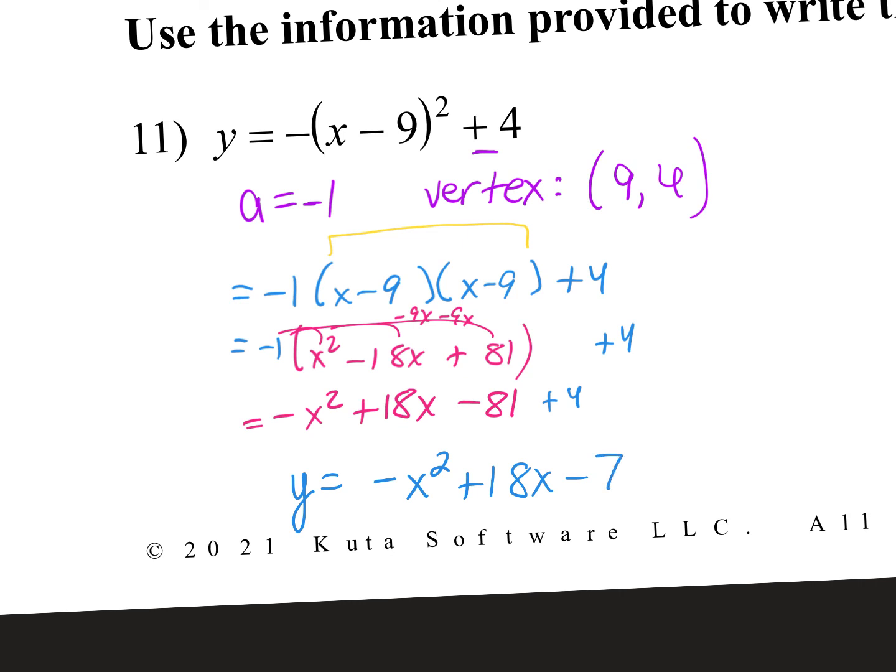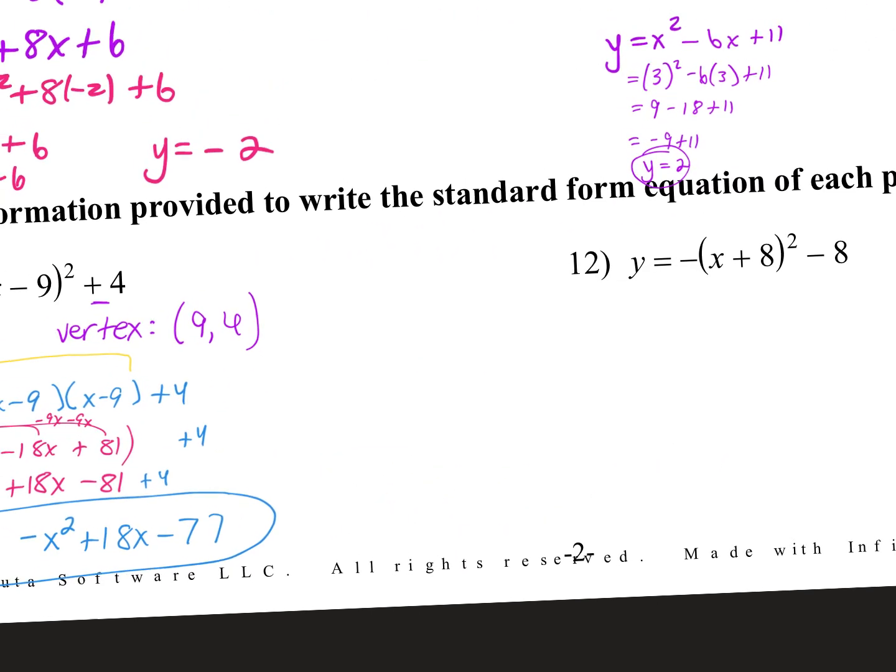-77. There you go. You guys can tell me a lot about that parabola. Which way is it facing? What direction? Down. Where does it cross the y-axis? At -77. Am I going to have you graph that? Probably not. What's the domain? There you go. Okay. Let's look at 12.